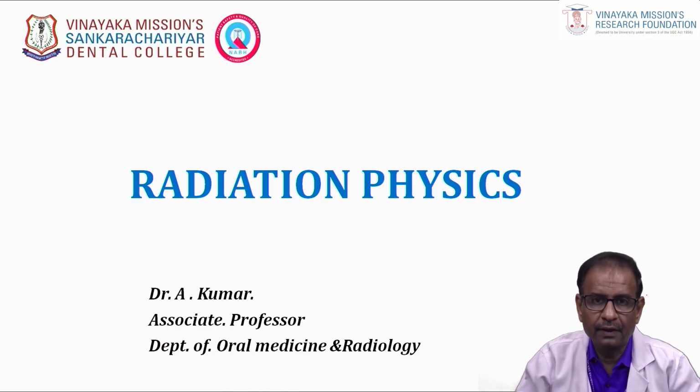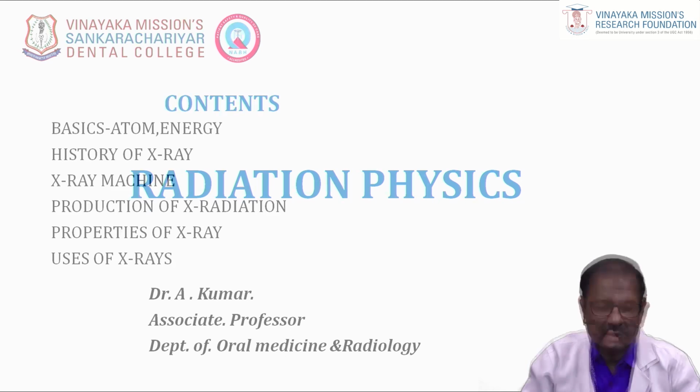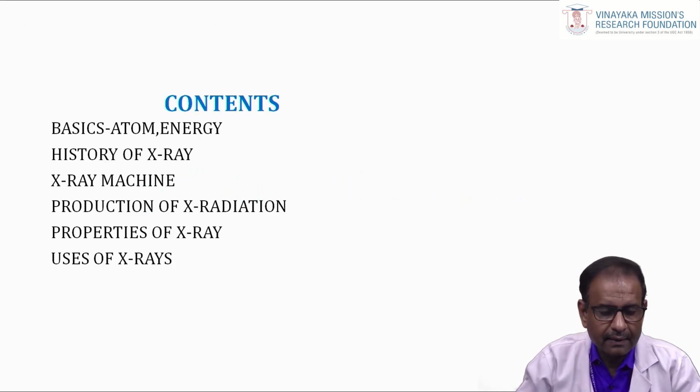Today we are going to discuss a topic in radiation physics. The contents of my class are: first, the basics about the atom and general energy; then the history of X-ray and X-ray machine; the parts of X-ray machines and production of X radiation; then properties of X-rays; and then uses of X-rays. These are all the contents of the class. Okay, let's go one by one.